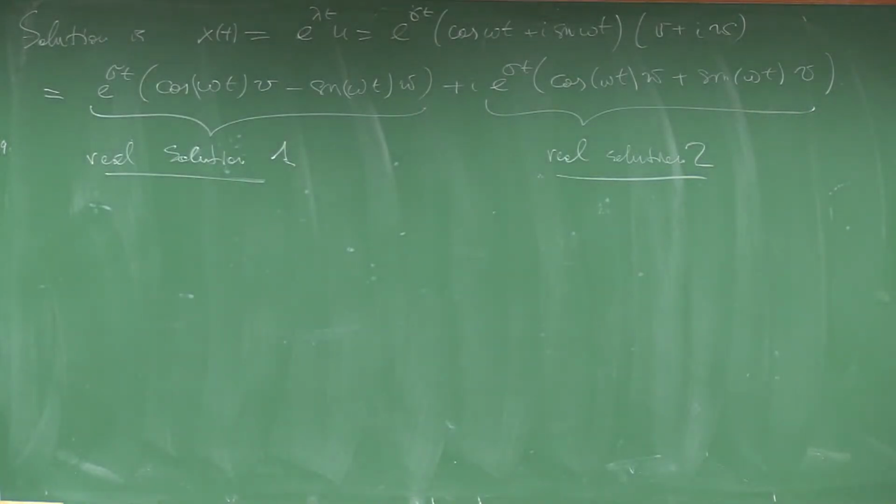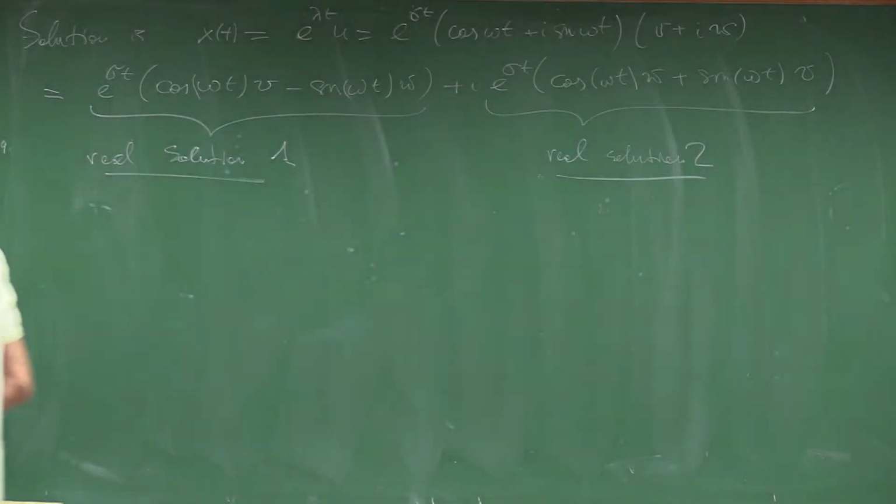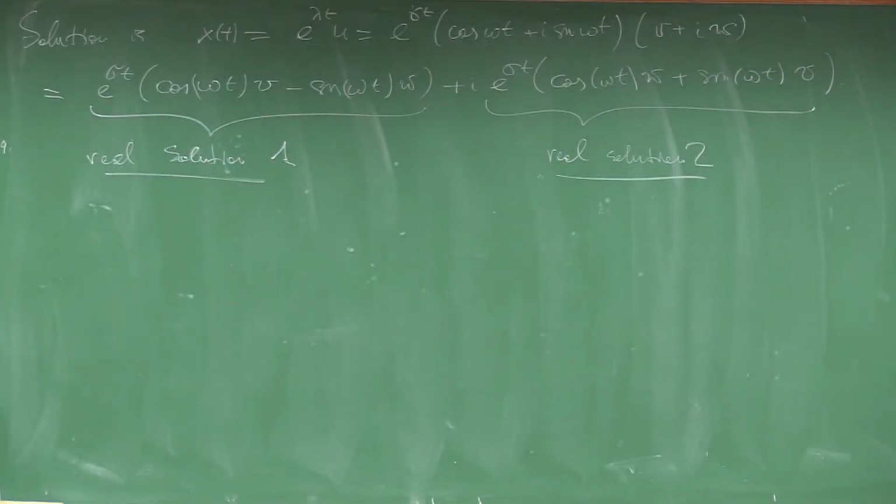Whenever you have a complex eigenvalue with a complex eigenvector, you get two solutions. Which is in principle good because you have more solutions, but at the same time it's a bit worrying because for each complex eigenvalue we get twice more solutions. So we have actually too many solutions.